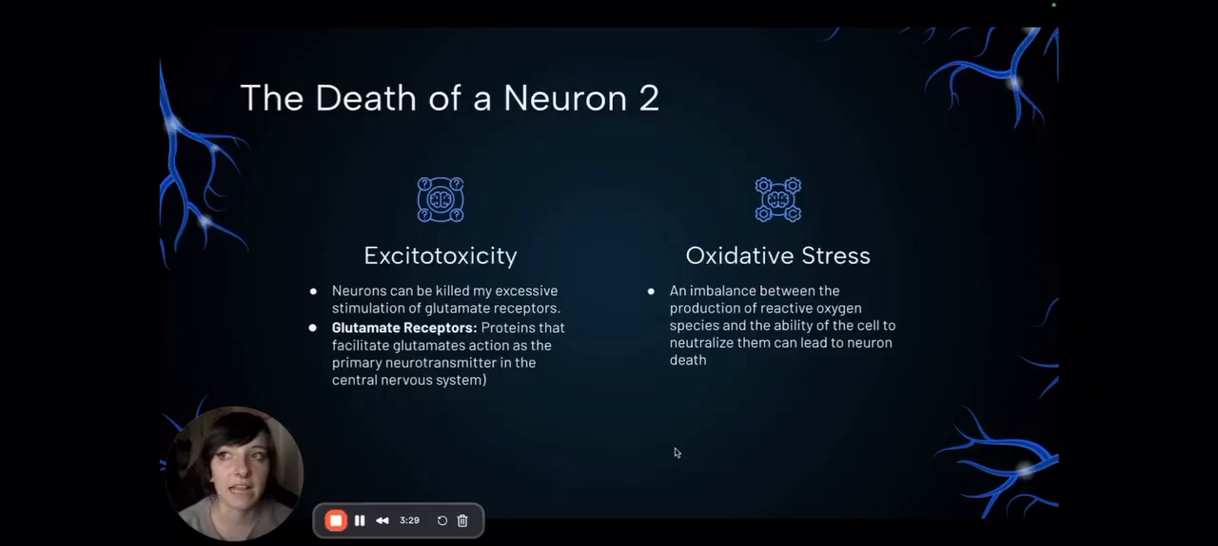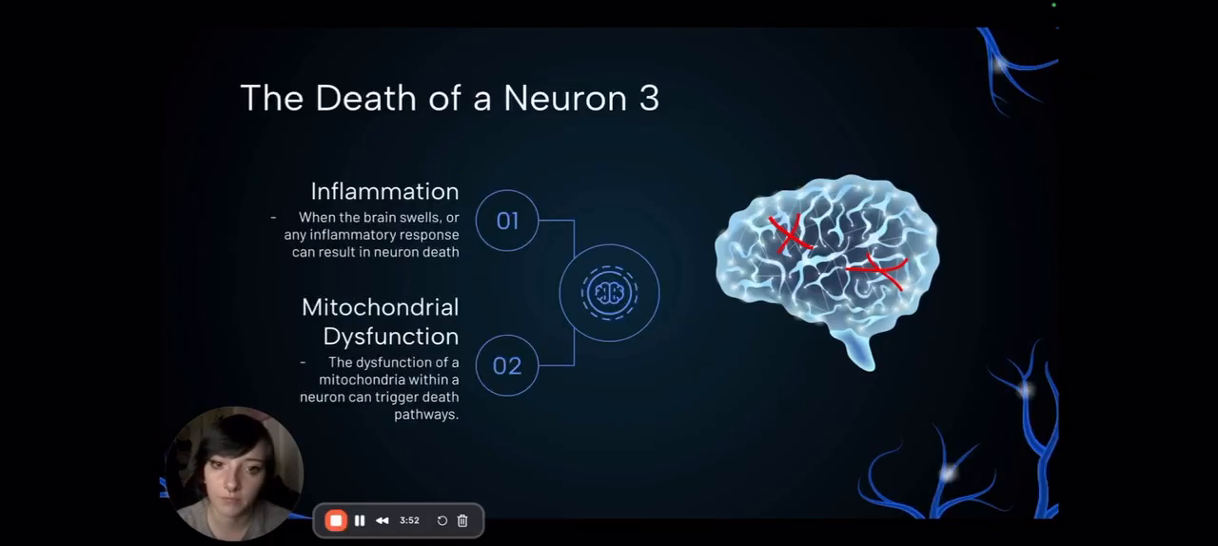Neurons can die for many reasons, but one of the natural ways they die is due to excessive stimulation of the glutamate receptors. Glutamate receptors are proteins that facilitate glutamate's action as the primary neurotransmitter in the central nervous system. Next is oxidative stress. Oxidative stress is an imbalance between the production of reactive oxygen species and the ability of the cell to neutralize them, and it can lead to neuron death as well.